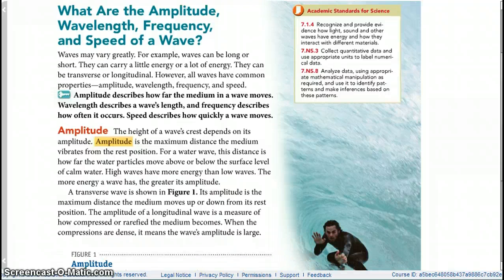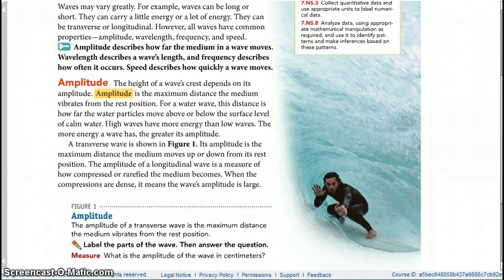Amplitude. The height of a wave's crest depends on its amplitude. Amplitude is the maximum distance the medium vibrates from the rest position. For a water wave, the distance is how far the water particles move above or below the surface level of calm water. High waves have more energy than low waves. The more energy a wave has, the greater its amplitude.